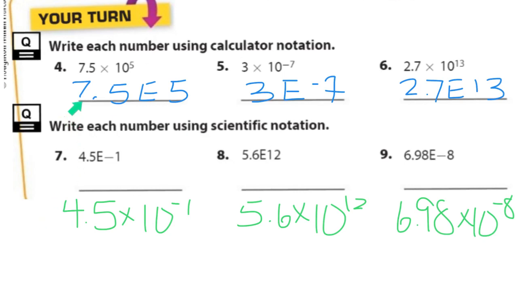Alrighty, so I came up with 7.5 E 5, 3 E -7, 2.7 E 13. And then down below, 4.5 times 10 to the -1st, 5.6 times 10 to the 12th, and 6.98 times 10 to the -8.